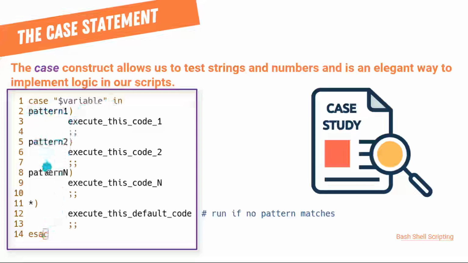You can use multiple patterns separated by a vertical bar, like a pipe. The parenthesis operator terminates the pattern list. A pattern can contain special characters like asterisks or question marks, and a pattern and its associated commands are known as a clause, and each clause must be terminated with double semicolons. The commands corresponding to the first pattern that matches the variable's value are executed.